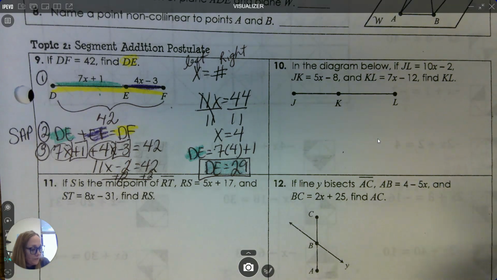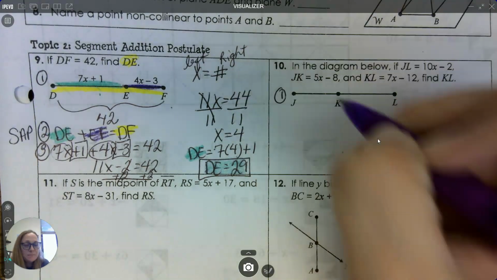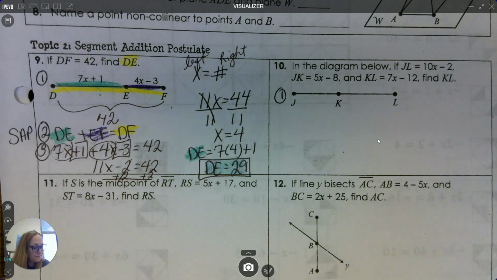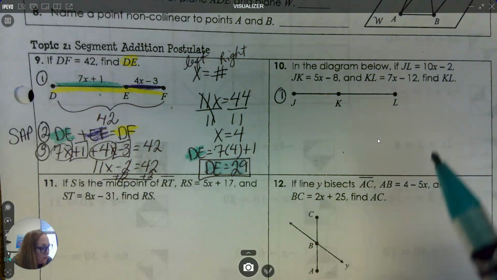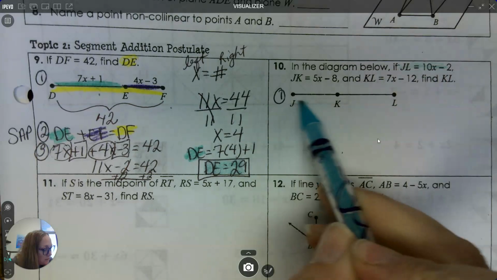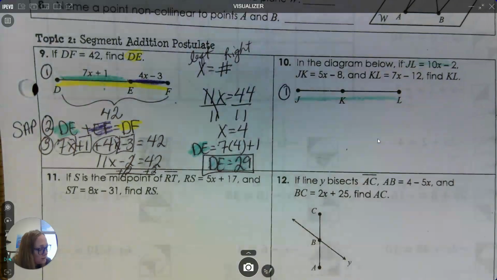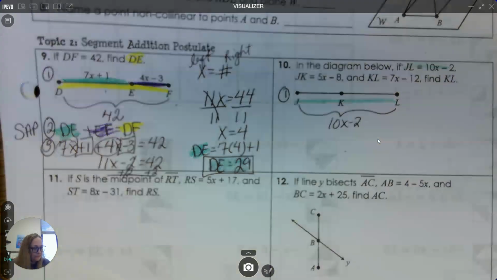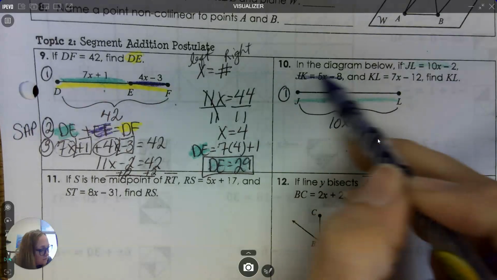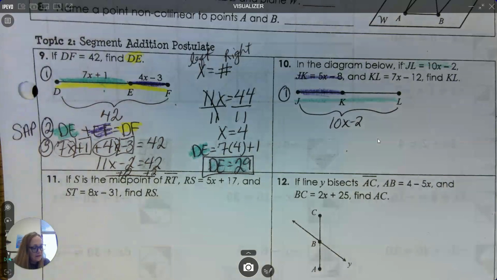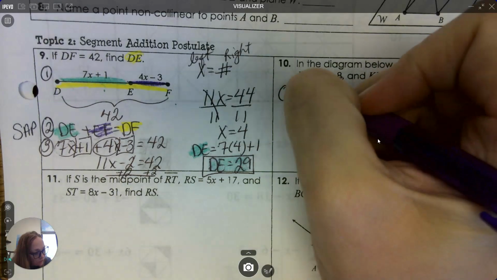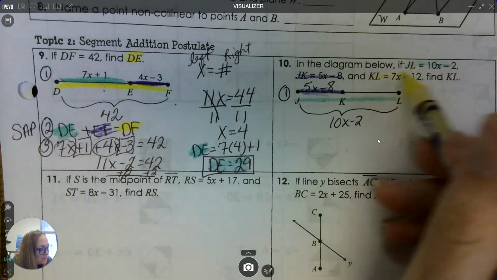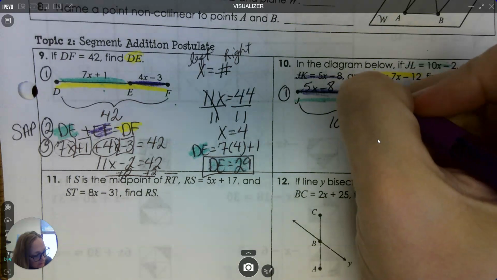All right. So again, first thing, I need to make sure that my diagram is completely filled out with all the information given to me. And they have told me that JL, segment JL is this whole thing, this entire thing, is 10x minus 2. JK is 5x minus 8. So I'm going to go ahead and label it right on that segment. Don't be afraid to write on our diagrams. And segment KL is 7x minus 12.